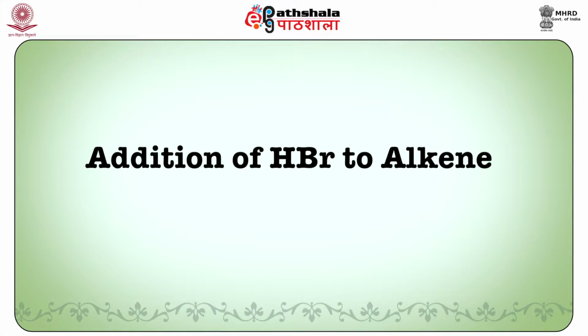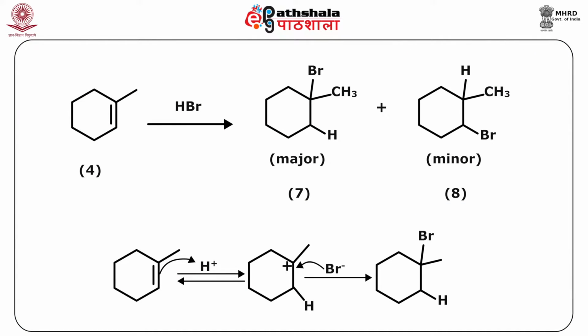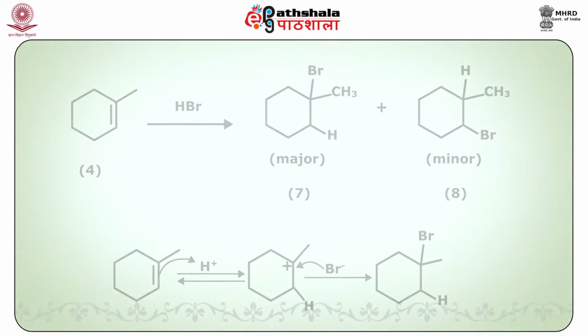Addition of HBr to alkene. Addition of HBr to 1-methylcyclohexene is a regioselective reaction because it favors the formation of a bond between the alkene's tertiary carbon and the bromine atom instead of the alkene's secondary carbon. This regioselectivity forms the basis of the Markovnikov rule. As shown, it gives the major and the minor products, with the bromine at two different positions. The addition reaction favors the formation of a more stable intermediate, and consequently the product formed is also the more stable one.